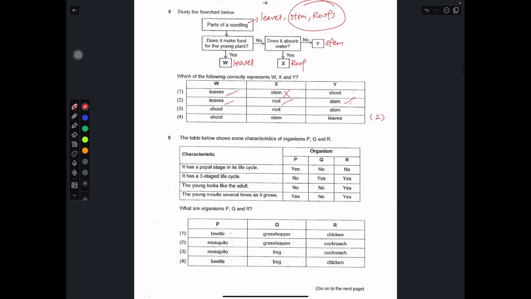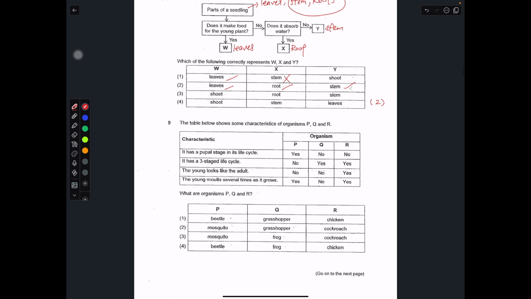Okay. The table below shows some characteristics of P, Q, and R. Okay, so you have pupa stage in its life cycle, 3-stage life cycle. The young look like the adult. The young molt several times as it grows. Okay, so usually for life cycle, most of the time, most of the animal that you need to know is insect, and they are not insect.